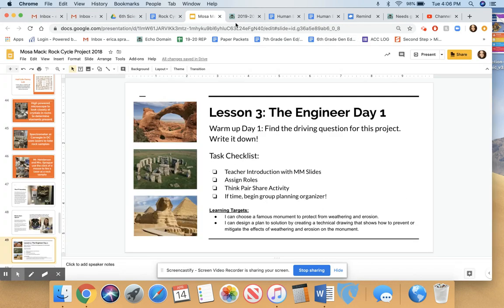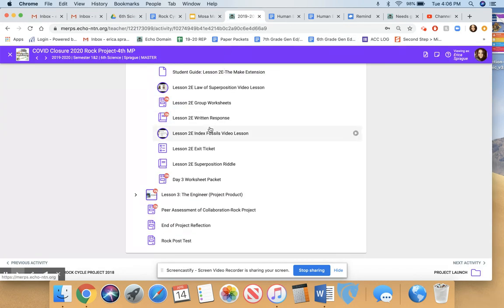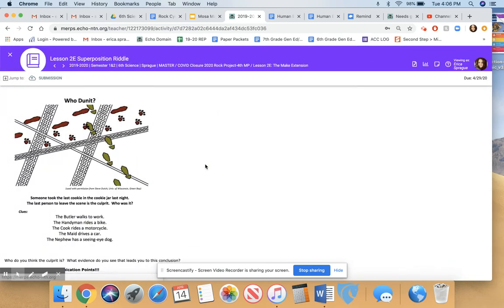So what are you going to do today? We have done all of the lessons from 2E. The last thing you need to do today is actually a fun little puzzle. You're going to solve the crime using your knowledge of superposition. This is called the whodunit superposition riddle. And if you want, you can take some time to go back through the other lessons and the videos.